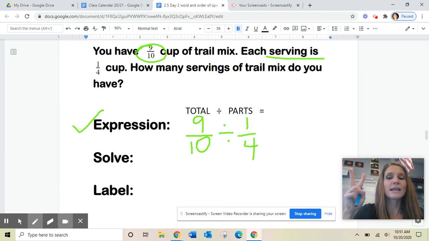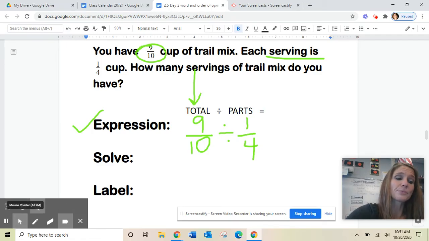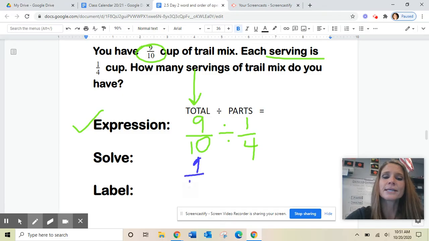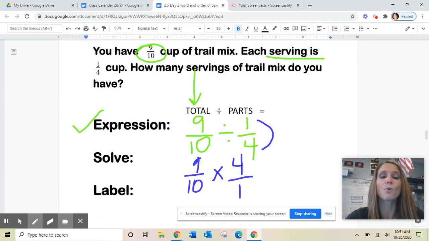With division, we cannot flip these numbers around, just like with subtraction. 3 minus 2 is not 2 minus 3. 10 divided by 5 is not 5 divided by 10. So we always start with our total first. Now we're going to set it up with a reciprocal instead. So I'm going to keep the trail mix the same. 9/10 is just 9/10. You can't go changing the trail mix. I'm going to change the math from divide to multiply, which is the opposite. And in order to do that, I need the opposite fraction, the reciprocal 4/1.